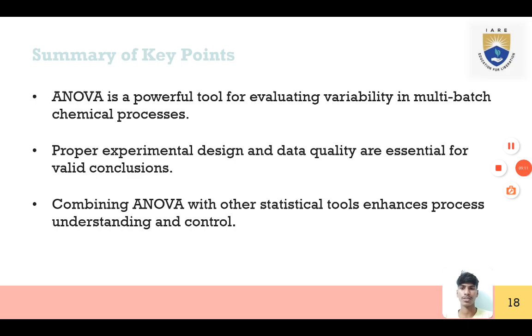Summary of key points. ANOVA is a powerful tool for evaluating variability in multi-batch chemical processes. Proper experimental design and data quality are essential for valid conclusions. Combining ANOVA with other statistical tools enhances process understanding and control.